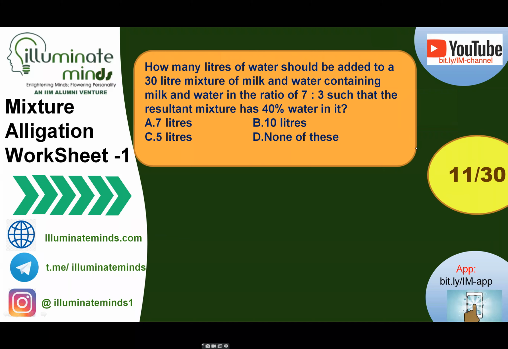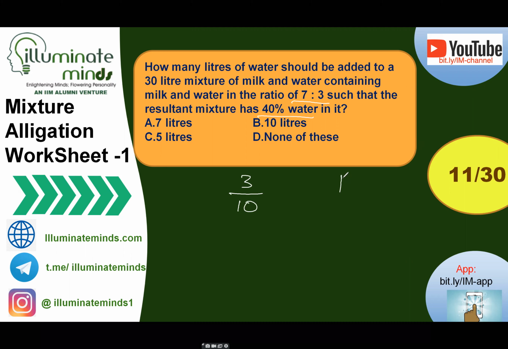Question number 11. How many liters of water should be added to 30 liters of a mixture containing milk and water in the ratio 7 is to 3 such that the resultant mixture has 40% water in it? No problems. It's almost the same question as question number 9, I believe. So milk and water, 40% water in the resultant mixture. Okay. So what I can do, water upon total 3 by 10. Water upon total that I'm adding.